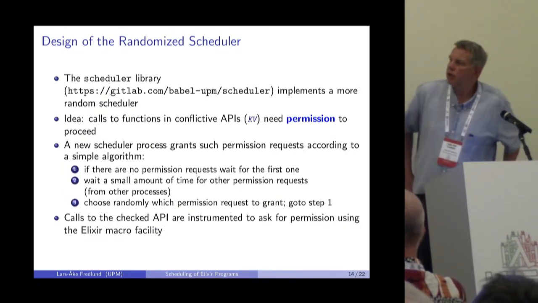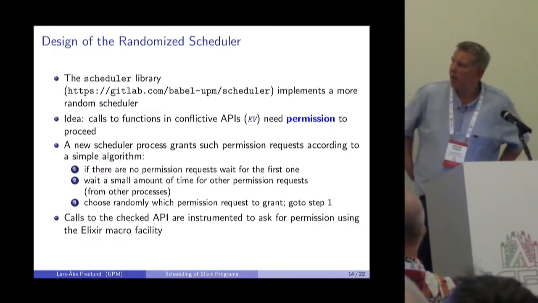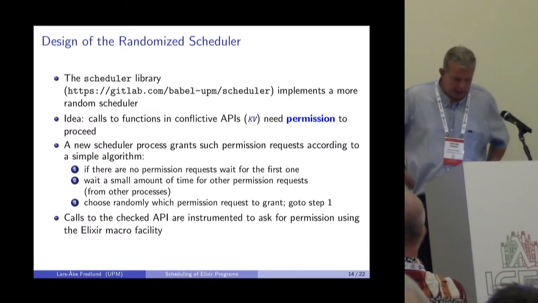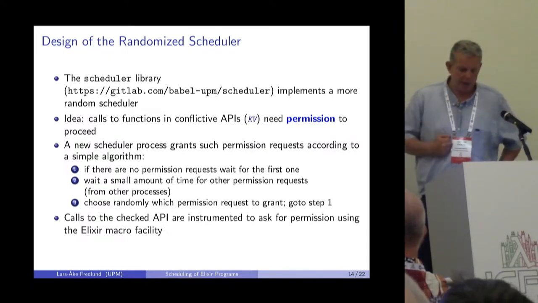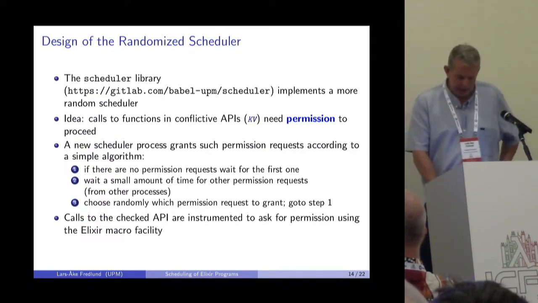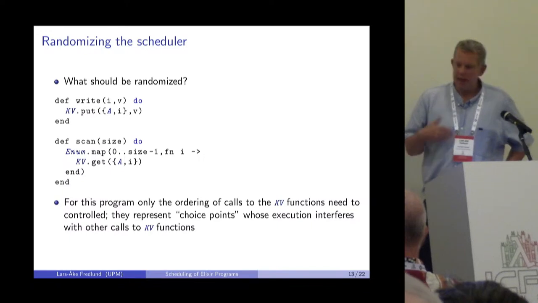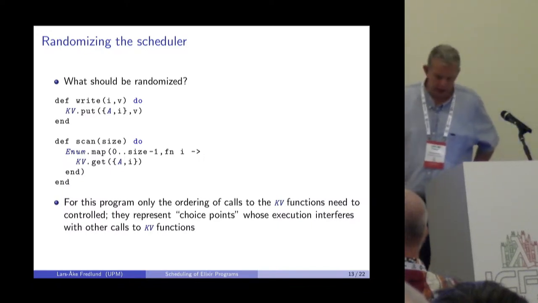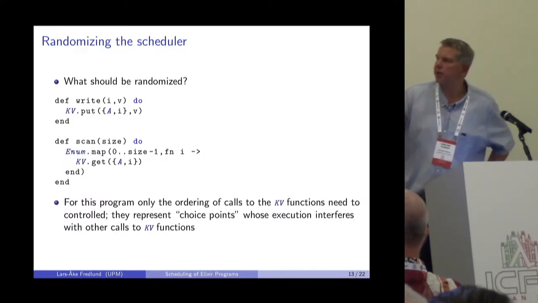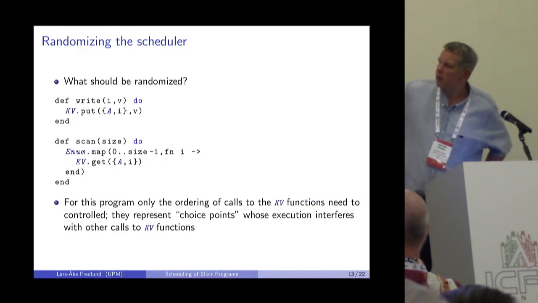And how do we do that in practice? Well, again, we have a library to do that. It's publicly available on GitLab. And it instruments the code to be able to, in the following way, right? So the idea is calls in conflicting APIs. So this is the KV API, or this uses the KV API, and the calls are put and get.